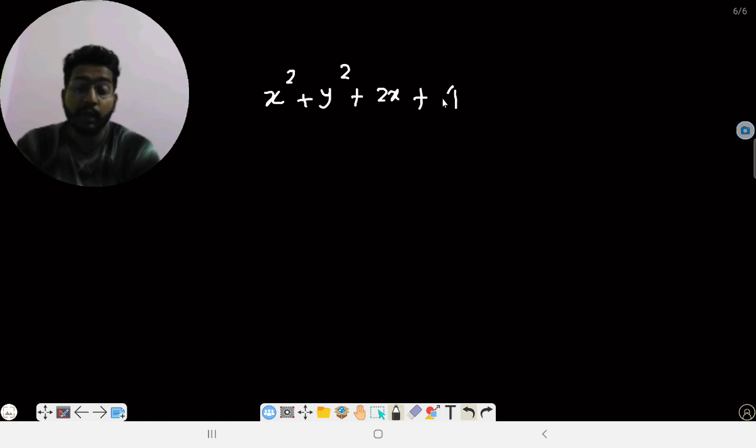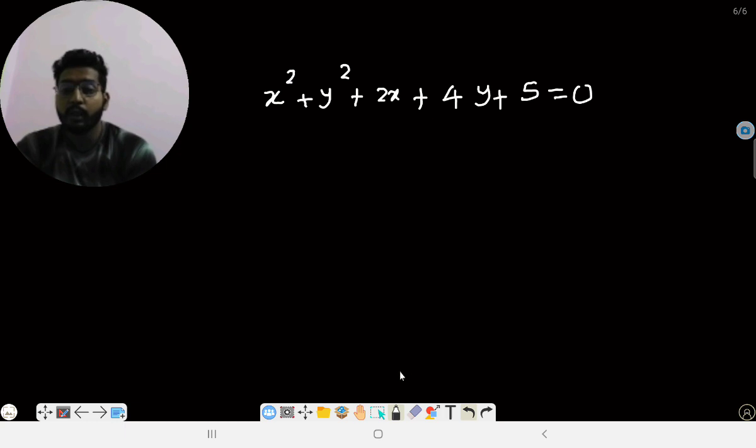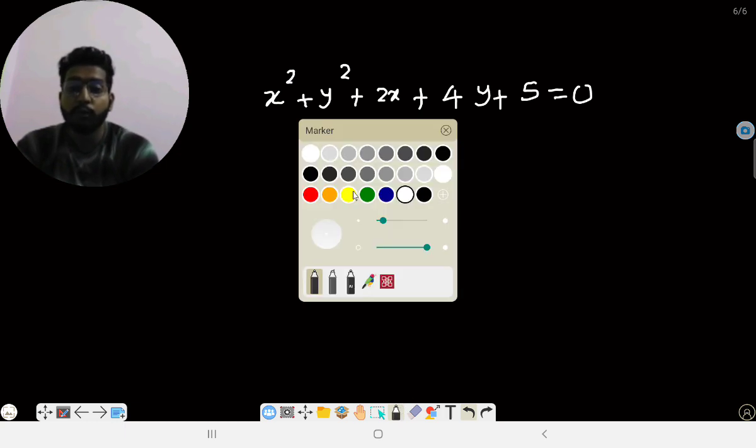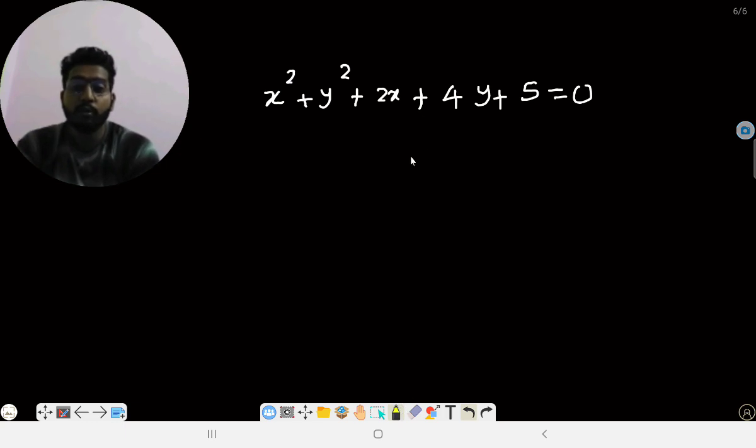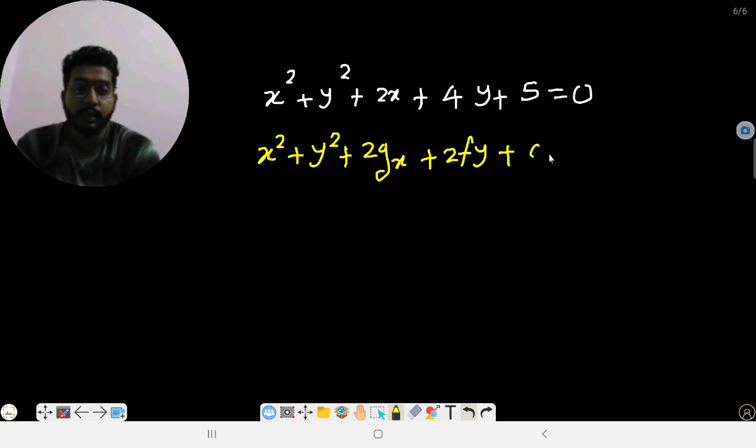For example, suppose there is an equation x square plus y square plus 2x plus 4y plus 5 equals 0. Now we need to know whether this forms a circle or not. How to know that? Compare this one with x square plus y square plus 2gx plus 2fy plus c equals 0. We have to compare.